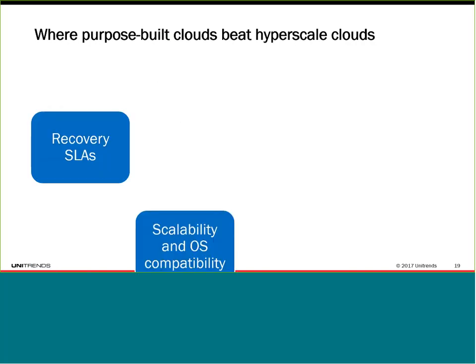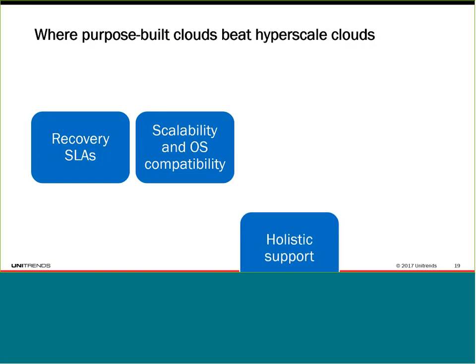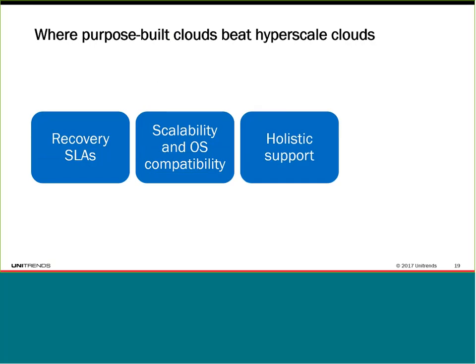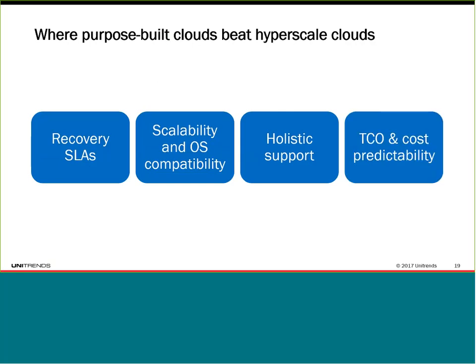And these come down to recovery SLAs, scalability and OS compatibility, having an all-in-one holistic support line that's 100% US-based, and a total cost of ownership and cost predictability. Hyperscale clouds may be very cheap to implement at first to send your data to S3, for example. Pulling all of that data back, however, is an unexpected and incredibly high-cost scenario. With Unitrends, there's no ingress or egress fees. You get a predictable total cost of ownership.